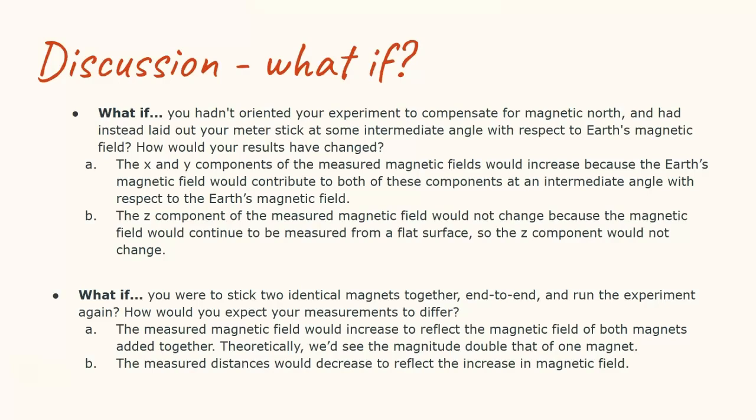If we hadn't oriented our experiment to compensate for magnetic north, the x and y components would have increased because of the contribution from the Earth's magnetic field to both of these components at an intermediate angle. The z component of the measured magnetic field would not change because the magnetic field would continue to be measured from a flat surface, so the z component, again, would remain constant.